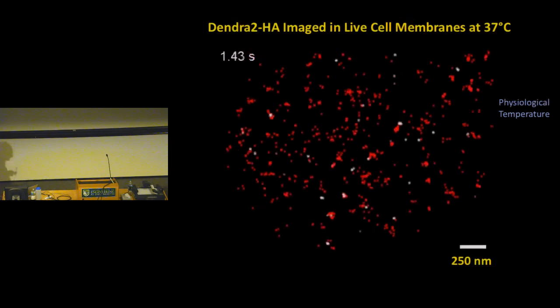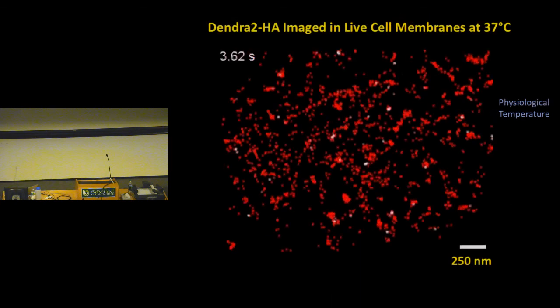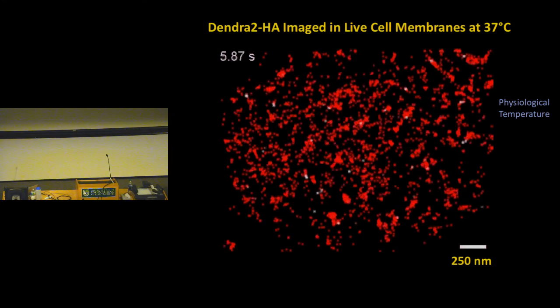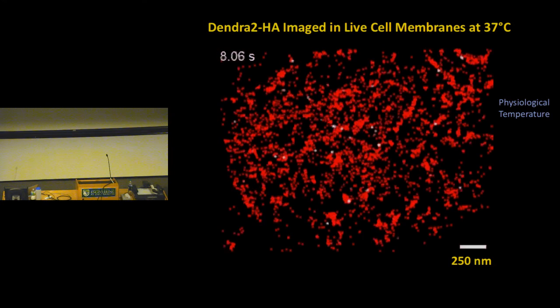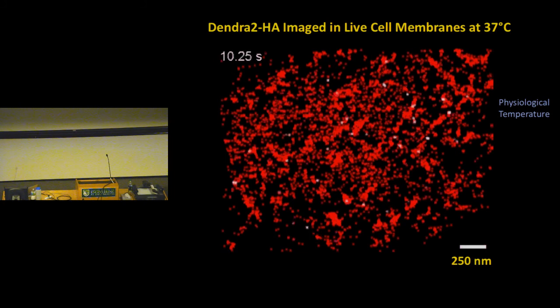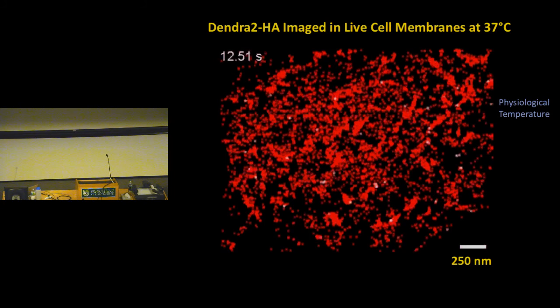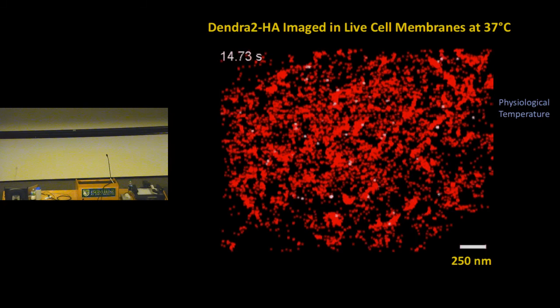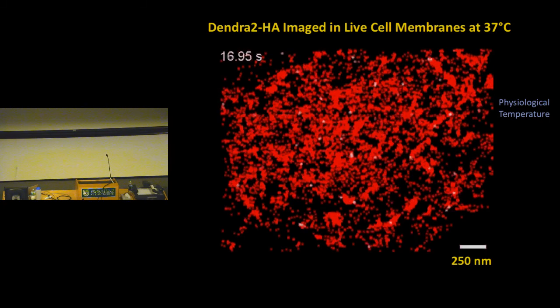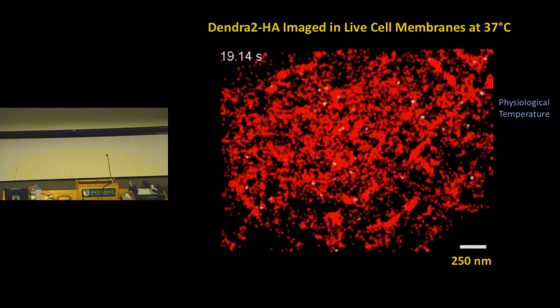Well, maybe that was something to do with room temperature, so we went to physiological temperature, and again we see a striking amount of dynamics, molecules moving quickly within the clusters, and the clusters themselves mapping out very irregular shapes, and yet some regions don't end up allowing the HAs in.